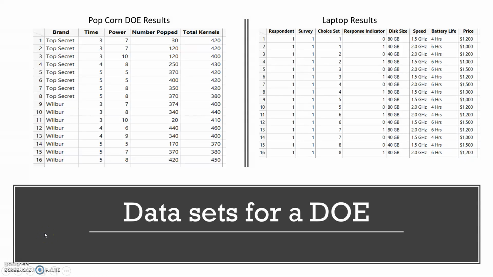These are the datasets that we selected for our design experiment. The first one is the popcorn design experiment results that we used in class, and the second is the laptop results. So basically we're going to use the factors brand, time, and power to determine the number of popped kernels out of the total kernels.